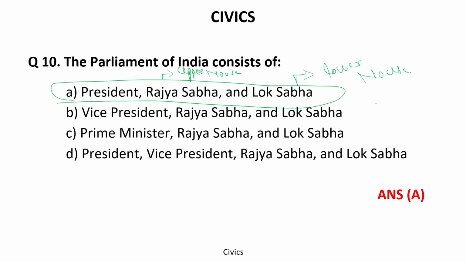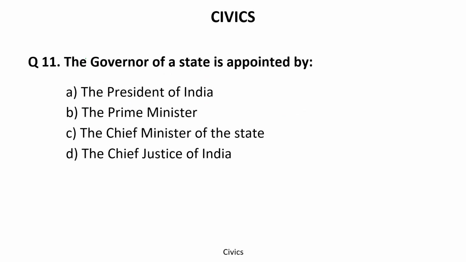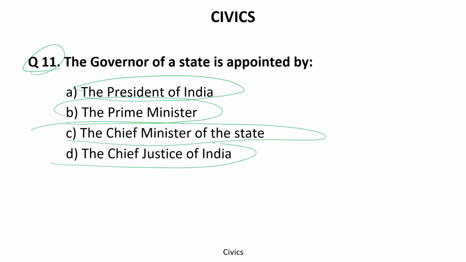11th question we have: Governor of a state is appointed by President of India, Prime Minister of India, Chief Minister of the state, Chief Justice of India. 20 seconds you have to think and answer.